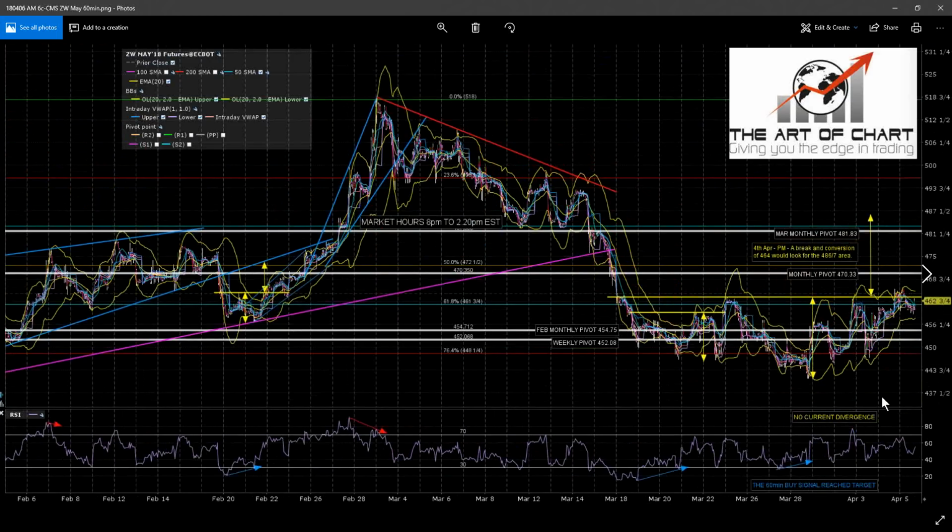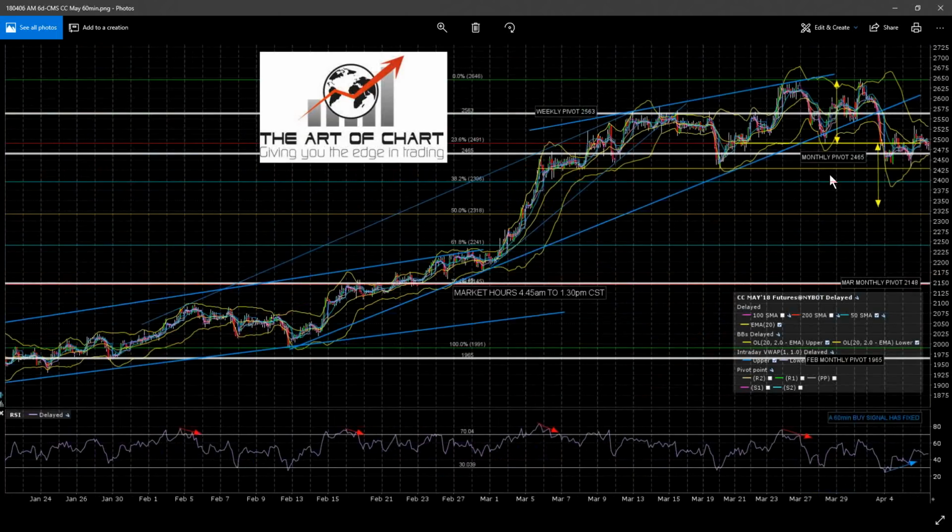ZW. ZW has formed a very nice inverted head and shoulders, and it's broken up from it slightly. This gives us basically two courses from here. Either we break up and continue up towards the IHS target in the 486/7 area, or we fail here and head back to a retest of this low at 440, I think. The buy signal on the daily chart is favoring the long option, so on balance, I'm expecting this to go up. Obviously, resistance at the monthly pivot.